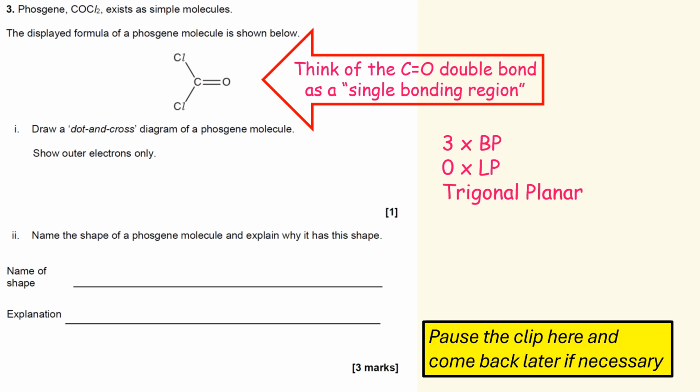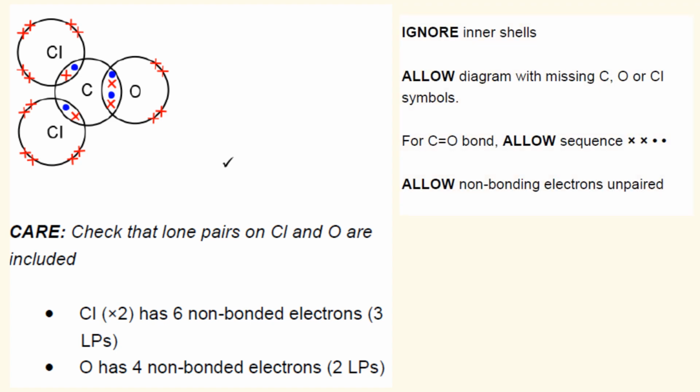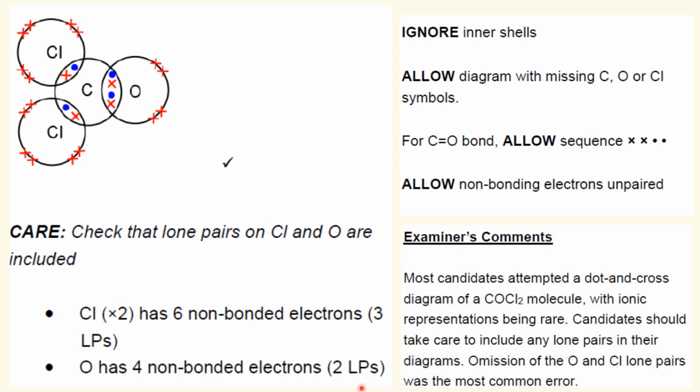Okay, welcome back again. Let's have a look at the mark scheme for this one. So there's your dot cross diagram. The chlorine has to have 6 non-bonded electrons. So 1, 2, 3, 4, 5, 6 on this chlorine, and the one above it, 1, 2, 3, 4, 5, 6. Oxygen has 4 non-bonded electrons, 1, 2, 3, 4. It's important to remember those because quite often people forget to put them in. You can see on the examiner's comments, omission of the O and Cl lone pairs was the most common error.